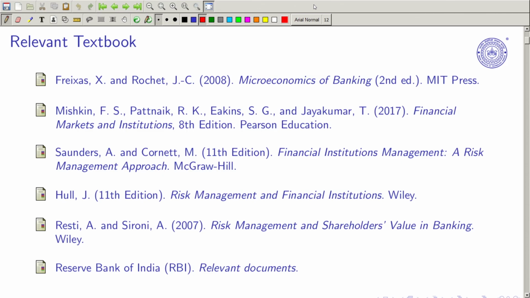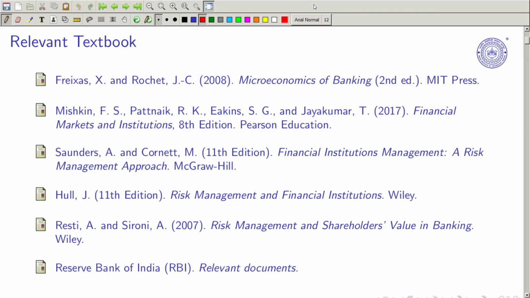For this particular lecture, I have referred to the book by Mishkin. This is the standard book that I've referred to so far. Then Saunders is a good book on financial institutions management. It is also a book which can be read, and it is widely referred. Saunders is well known. For micro foundations, if you want, Freixas and Rochet both have done a good job, and they have come up with a very good book, Microeconomics of Banking. If you want to understand the deeper side with theoretical understanding, this book is very good.